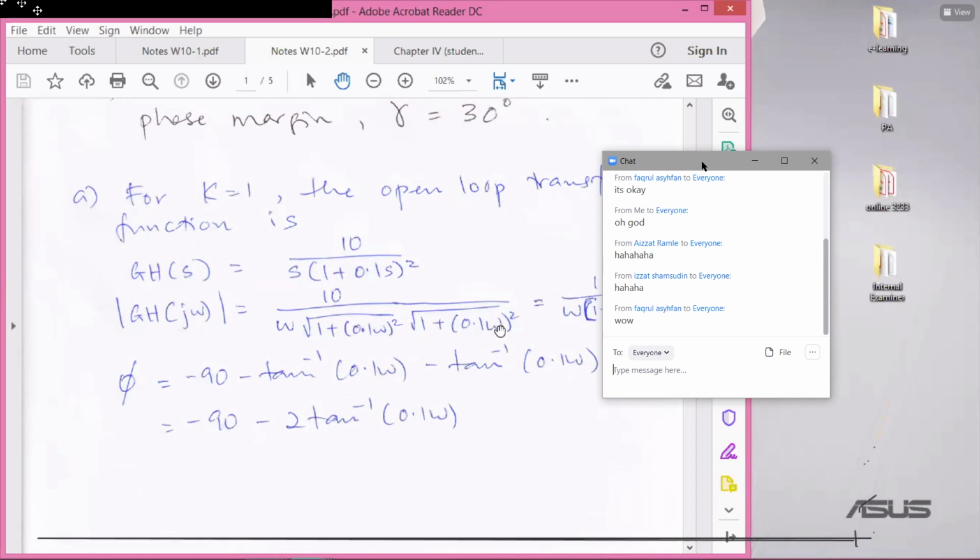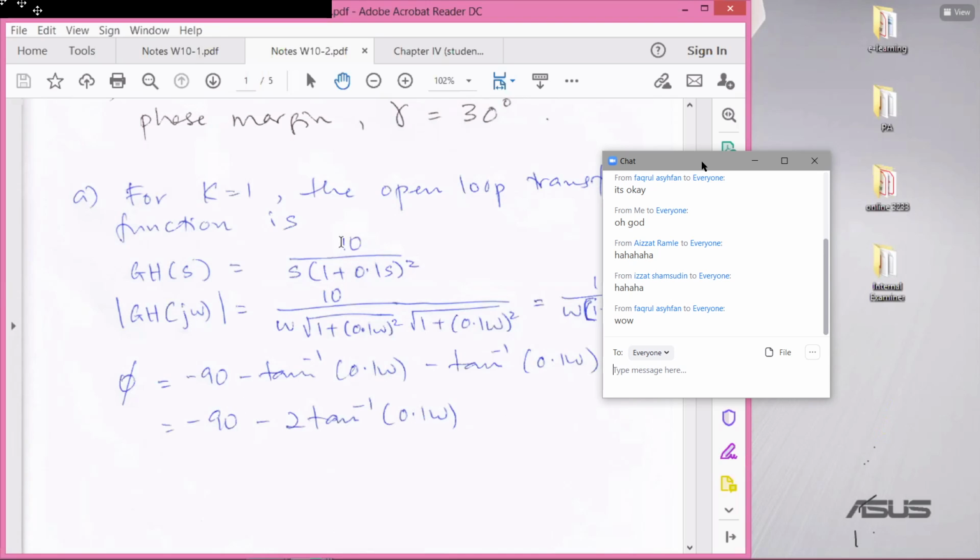So basically, you multiply these two terms together, and you have this easy expression: 10 divided by omega multiplied by the square root of 1 plus 0.1 omega squared. That's it. Because this is a square root and a square root, a double square root here, when you multiply, it's going to be a square, and that's going to go away. So this is the expression for your magnitude, and then this is your expression for your phase angle.